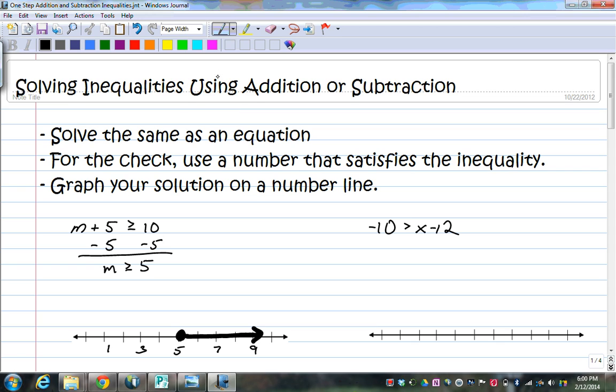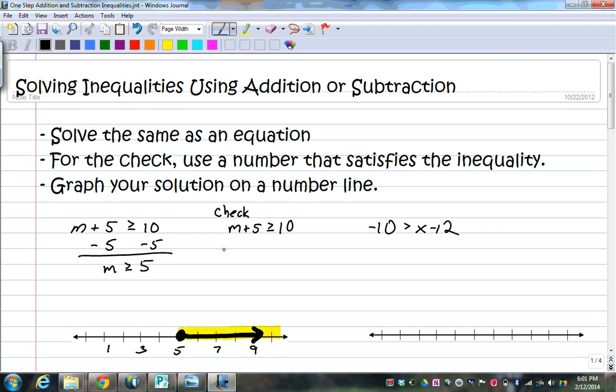Now for my check step, this is what I was talking about. Because I know some people are having a little bit of trouble with it with equations, I want you to rewrite the equation with the variable in it, and then pick something that satisfies the inequality. What I mean by that is, you could pick 5, or any number larger than 5 to put in for m, and you should end up with a true statement.